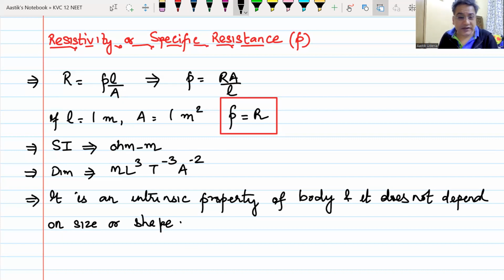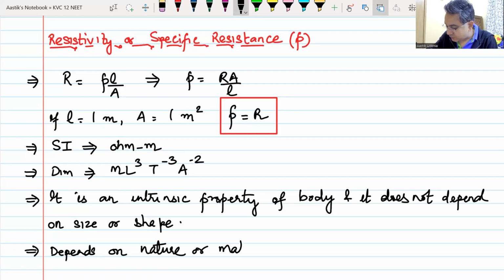It depends on the material, the nature of the body. If it is made up of gold, the resistivity would be different. If it is made up of silver, resistivity would be different. So it depends on the nature or material of the body. Do we understand this? Yes, sir. It depends on the nature or the material of the body.